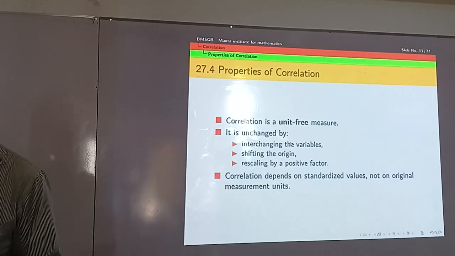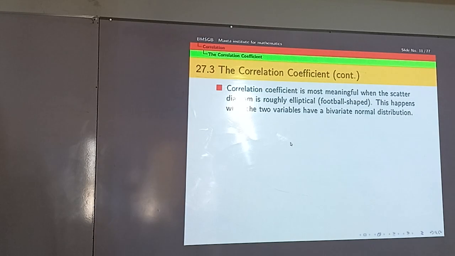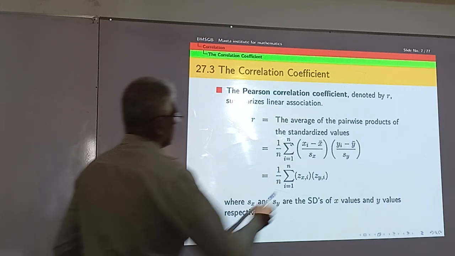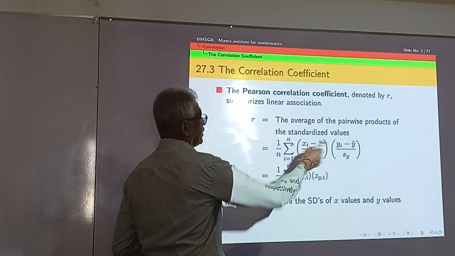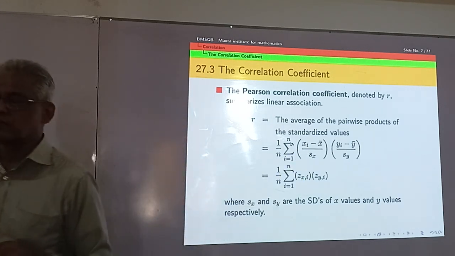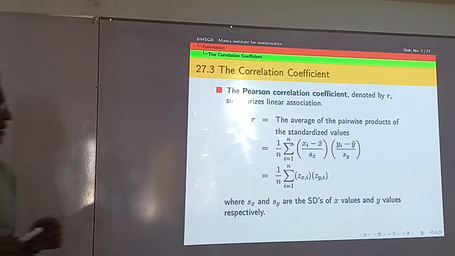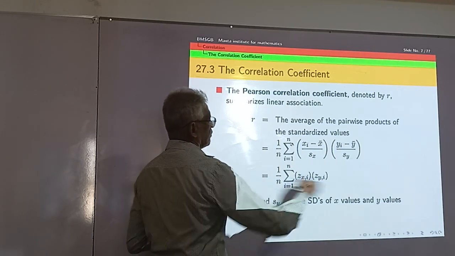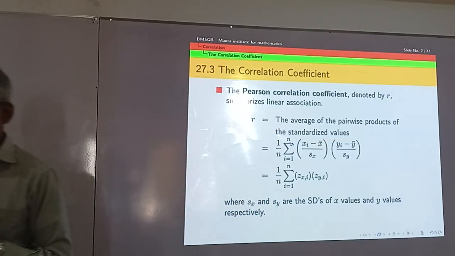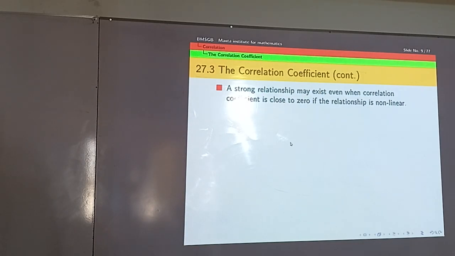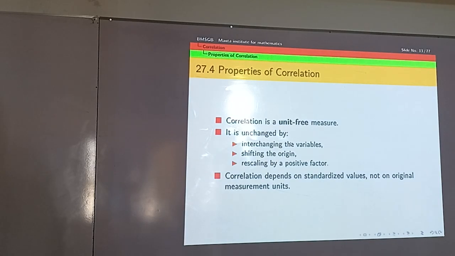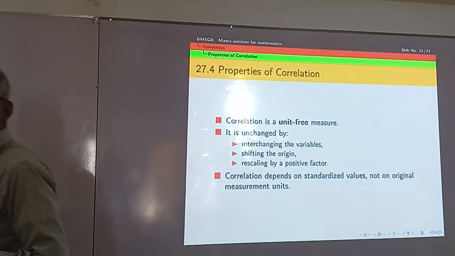They are unit free because it's the average of the product of standardized values. So whatever the unit of x is, standardized values don't have units. Standardized values are unit free. This is unit free, this is unit free, therefore the average is always unit free. Right? So whatever the unit of x and y, r doesn't have a unit.